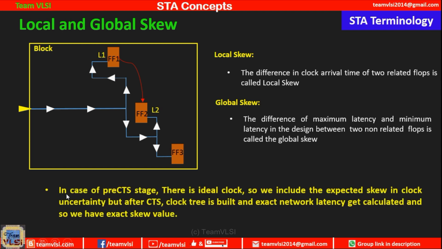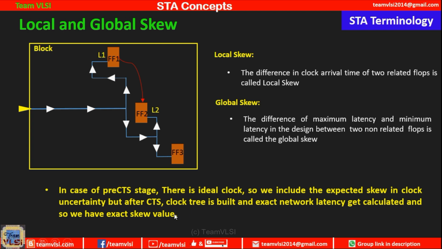And at last, we all know that in the pre-CTS stage, there is an ideal clock. So we include the expected skew in clock uncertainty. But after CTS, the clock tree is built and exact network latency gets calculated. So we have the exact skew value. Pre-CTS we have no actual skew, but there is expected skew that we have included in our uncertainty factors.